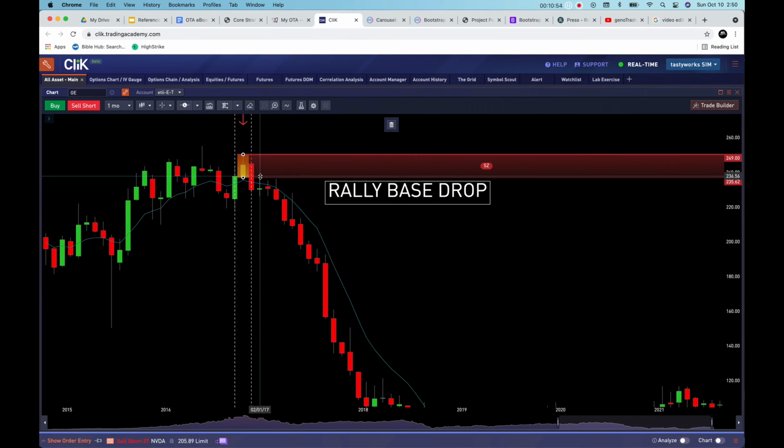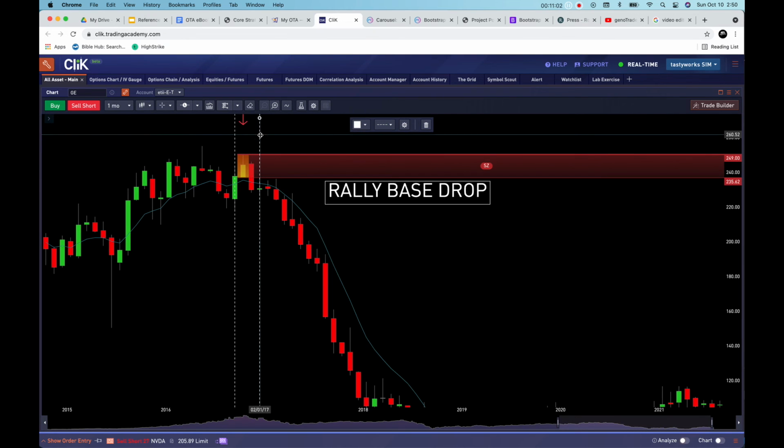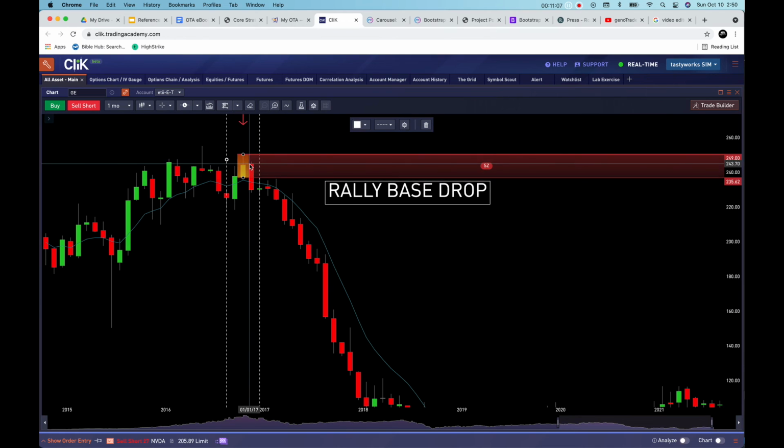Proximal line placement for the preferred method is going to be the bottom of the lowest body, and the distal line is going to be placed at the highest wick in the overall formation. And we can see that the highest price point in the overall formation is inside the base, so we place it in there.